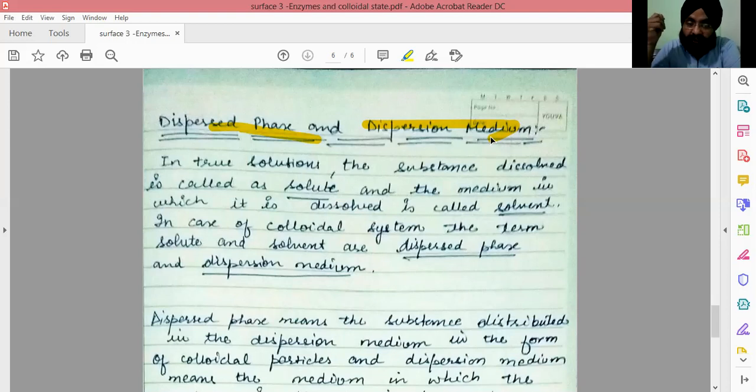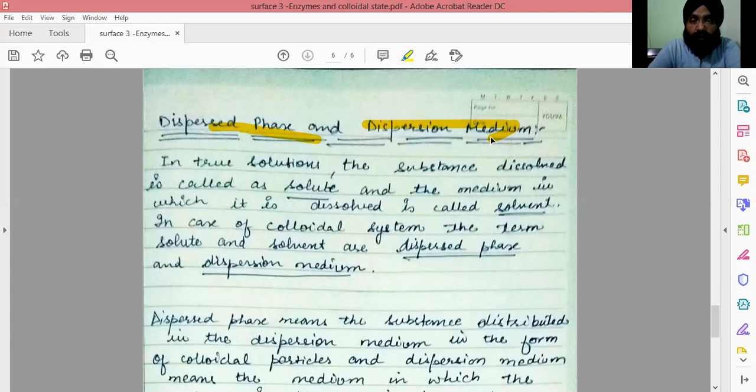But in this case, the dispersed phase particles are distributed in the dispersion medium and suspended in it, right? So the particles which are distributed in the dispersion medium in the form of colloidal particles are known as dispersed phase particles, and the substance which is a medium for the suspension of the colloidal particles is known as the dispersion medium, right?